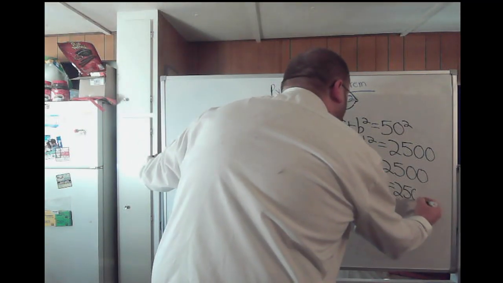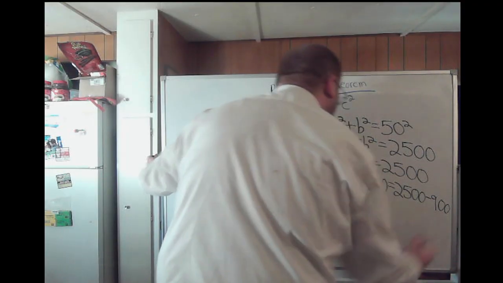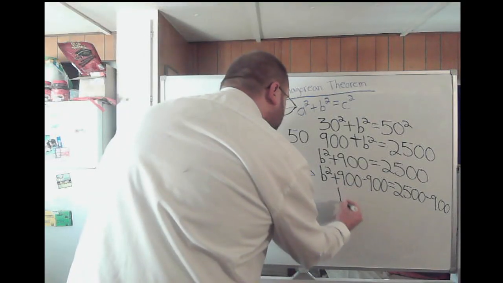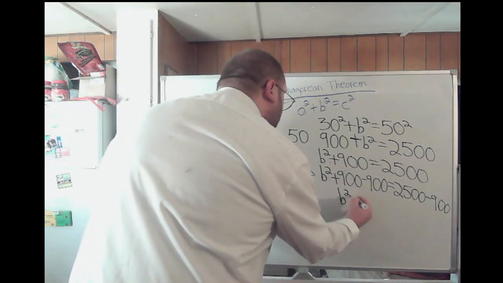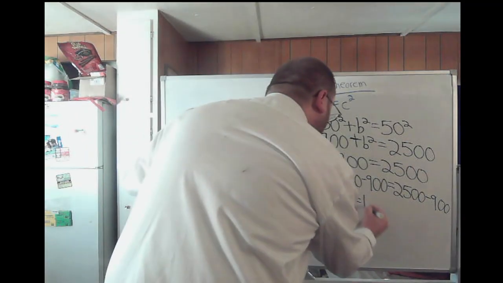That'd be equal to 2500 minus 900. So on the left side, 900 minus 900, that's 0. You'll just get b squared. That'll be equal to 2500 minus 900, that's 1600.